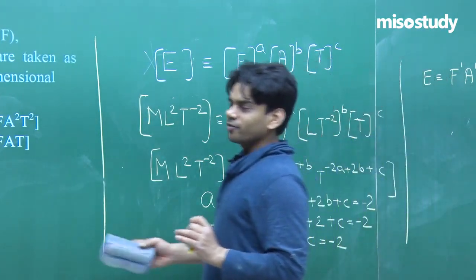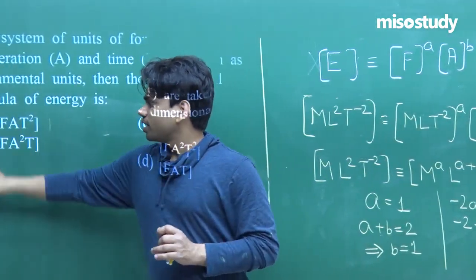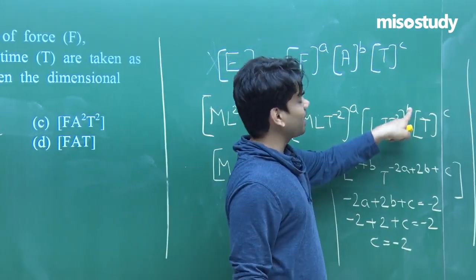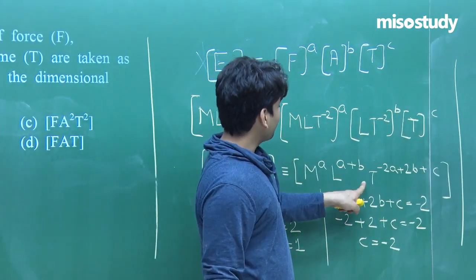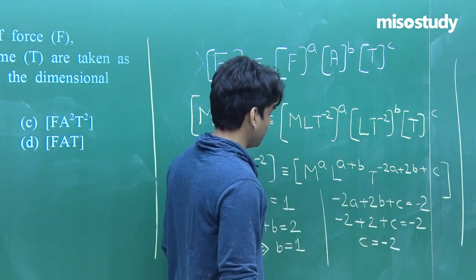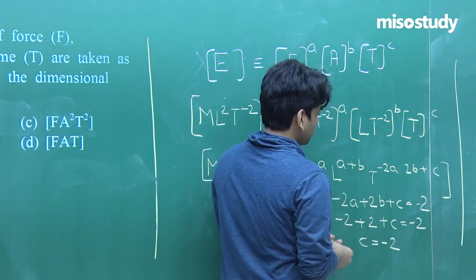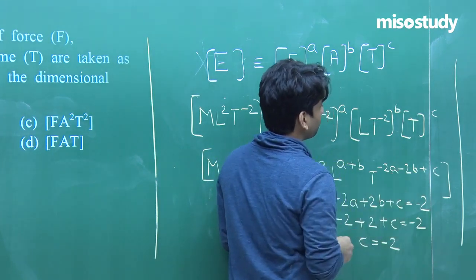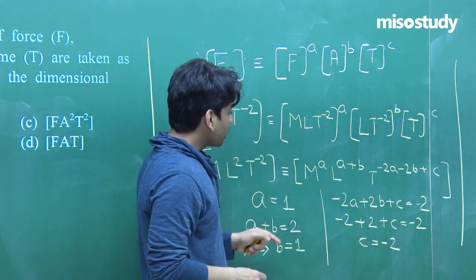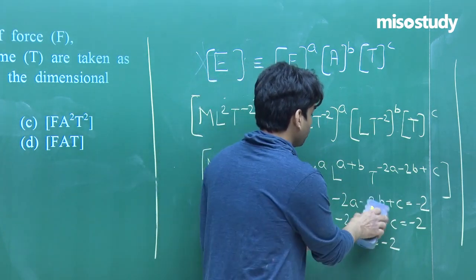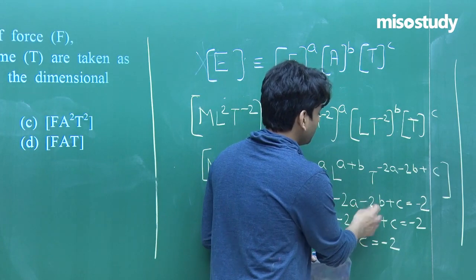Okay, just a minute, if we just check once, there is one calculation mistake that we should correct. It's t to the power minus 2b. Here I have written t to the power minus 2a plus 2b, and you just make a change, this should be minus 2b. That is what we need to do, minus 2b plus c. So minus 2a minus 2b, that is what we need to include here, minus 2b plus c.